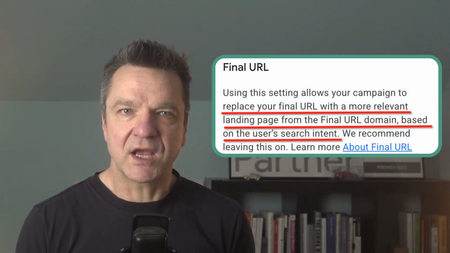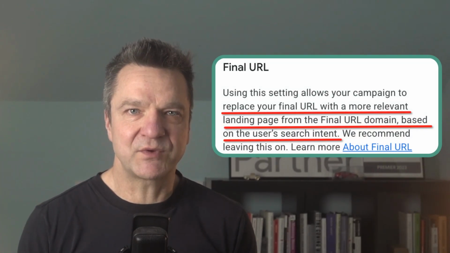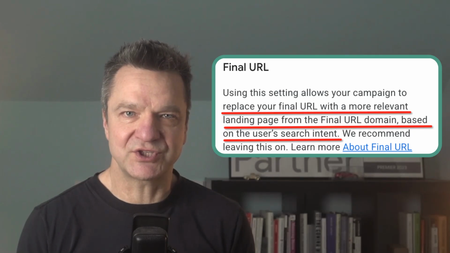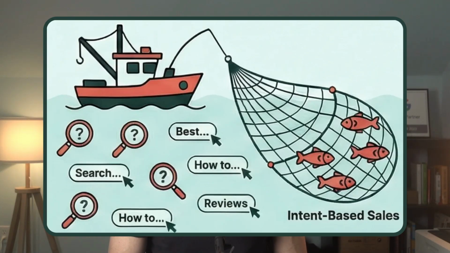When this is on, Google can replace your final URL with a more relevant landing page from your domain based on the user's search intent. This is where your blog comes in. If someone searches for a question your blog answers, Google can send them to that blog post instead of a generic product page. Think of your blog as a fishing net that's already in the water. Final URL expansion lets PMax actually use it.